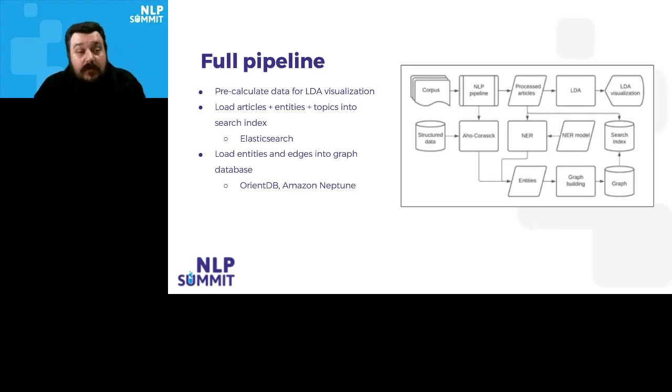So now we have our full model here. So we can pre-calculate the data necessary for the LDA visualization. We can load the articles and entities and topics into a search index, and that will let us have a nice decorated search engine. And then we can load the entities and edges into a graph like OrientDB or Amazon Neptune. So here, we see the corpus, NLP pipeline, the two different entity extraction approaches, LDA, and then we do our graph building, and everything has come together, and we can put our app up now.